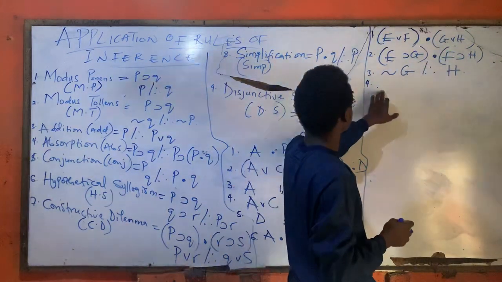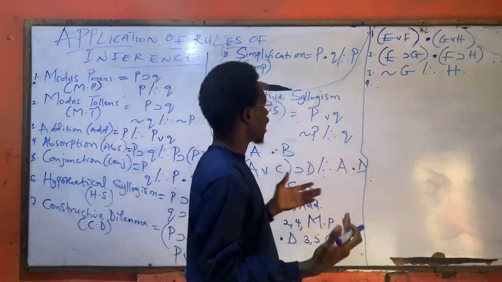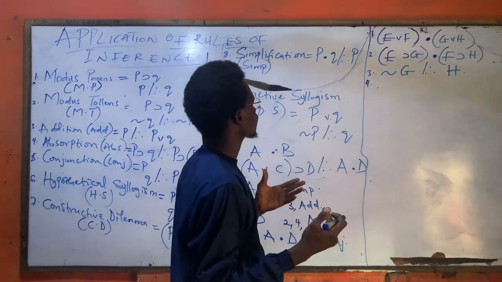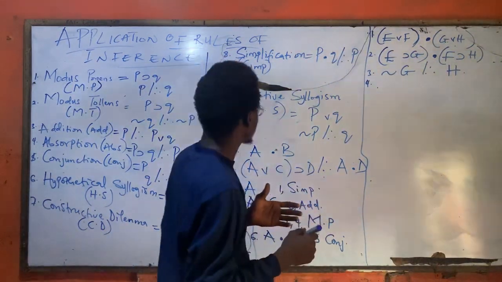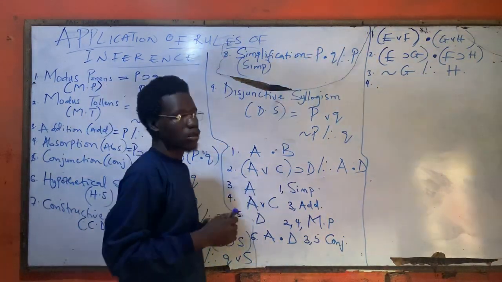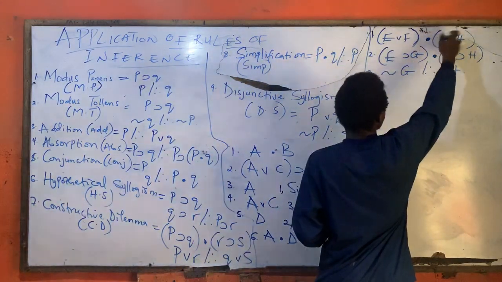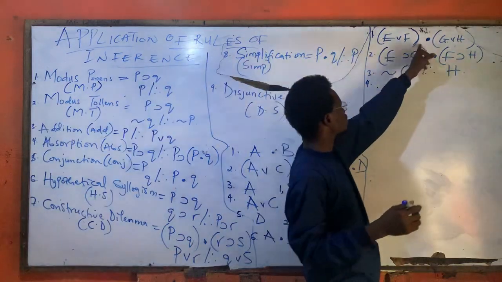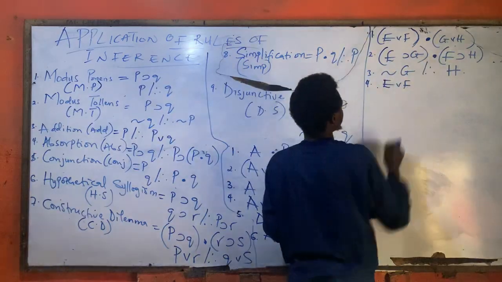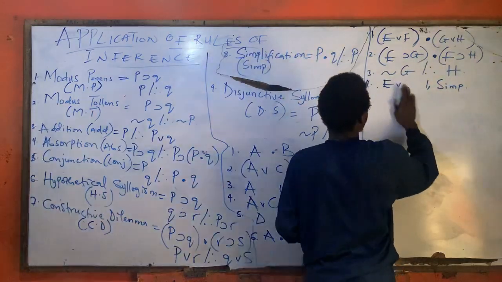Now, our line 4. Our line 4 says that I can start with any line, but here I want to start with line 1. So I want to use what I used here, which is simplification. So we have E or F and G or H. If I simplify this, it gives me E or F. Line 1, simplification.